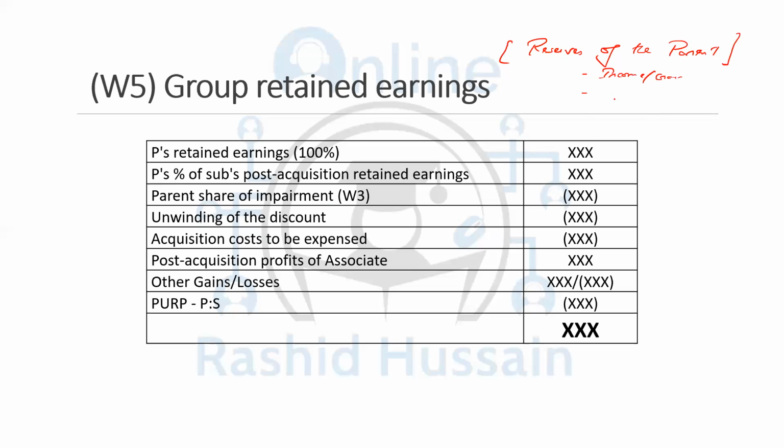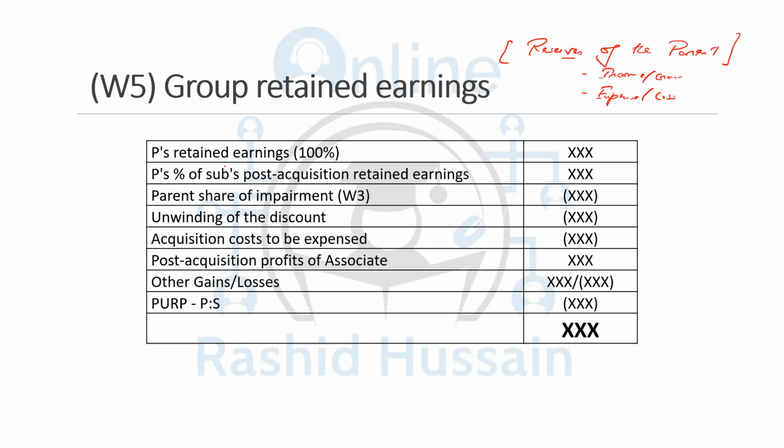I'm talking about the realized gain, not the one which is related to other comprehensive income, anything which is still the profit for the year. Any expense or loss belonging to the parent will be recorded in working number 5. So this is the simplest rule. This is the reserve of the parent. Any income or gain belonging to the parent is going to be recorded over here. Any expense or loss of the parent will be recorded over here.